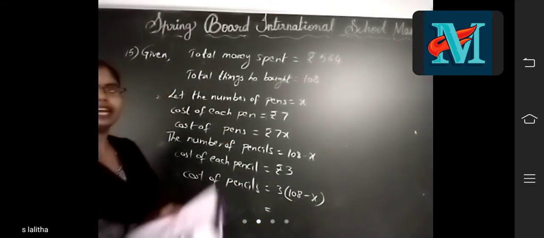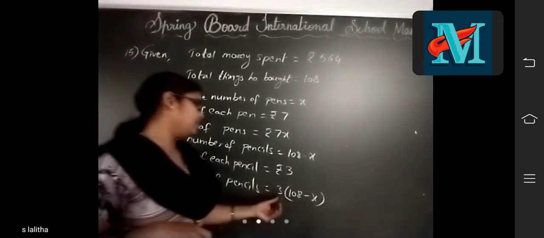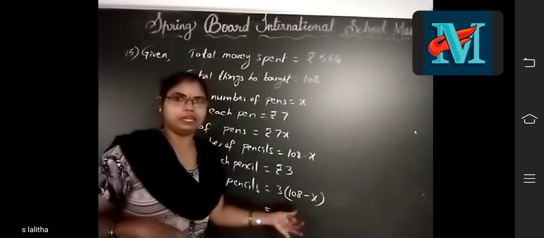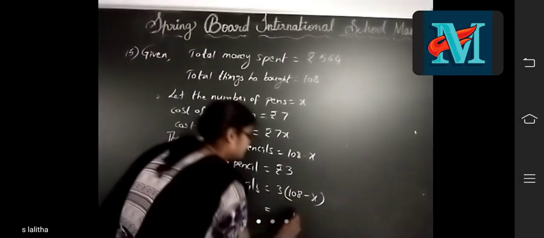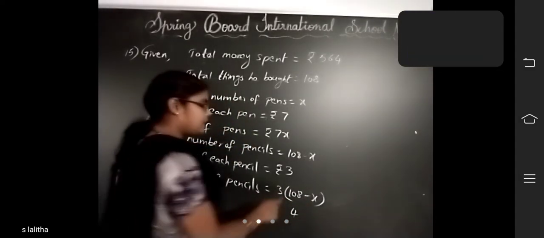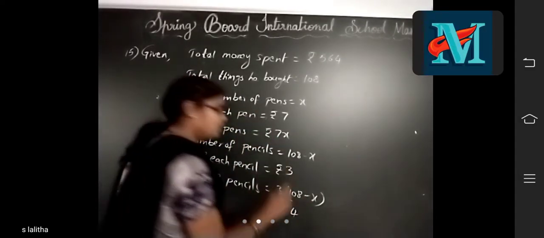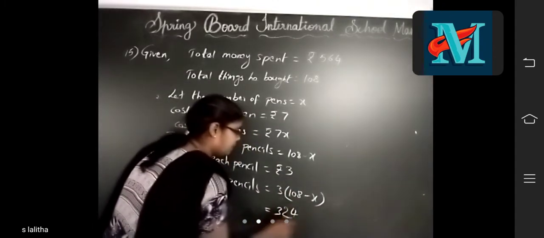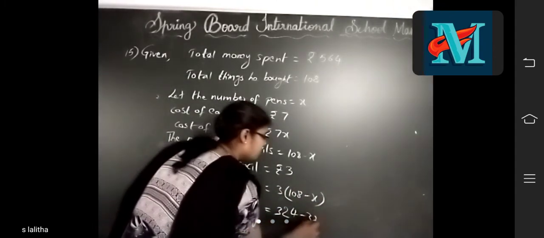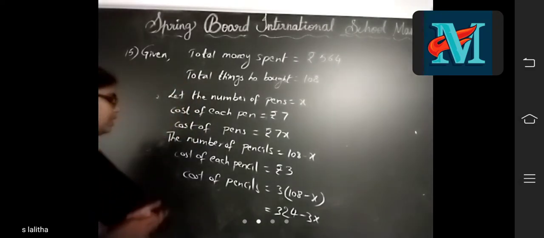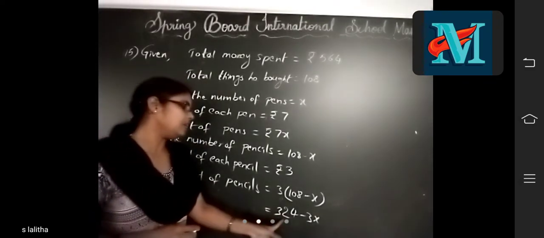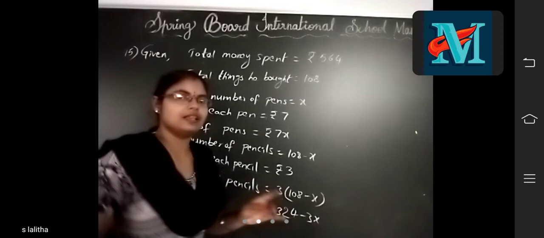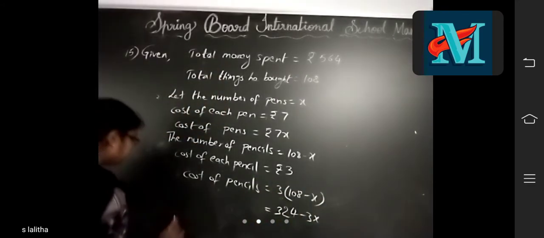So 3 into 108. Multiplication: 3 times 8 is 24, 2 remaining; 3 times 0 is 0, plus 2 is 2; 3 times 1 is 3. That is 324. Minus 3 into X, that is 3X. So the cost of pencils is 324 minus 3X. Now by the problem.